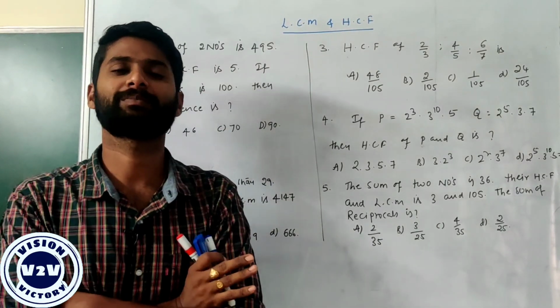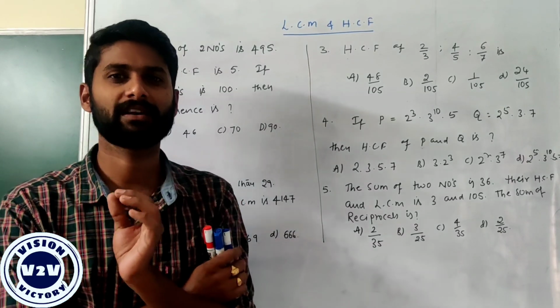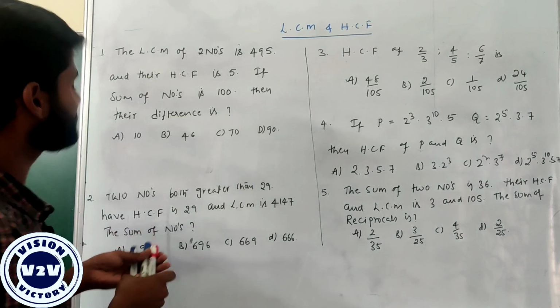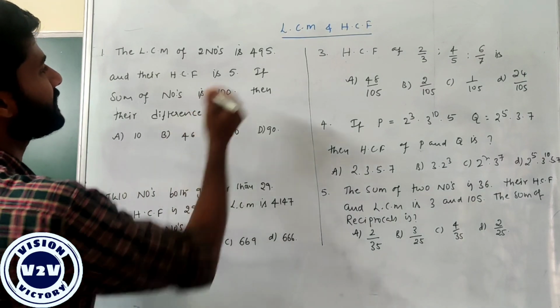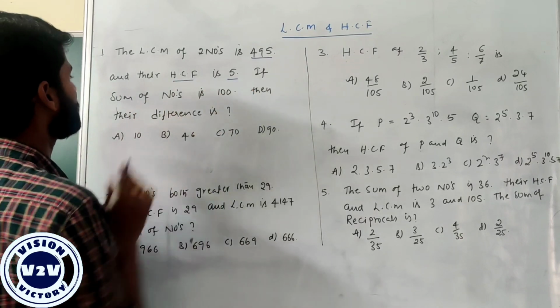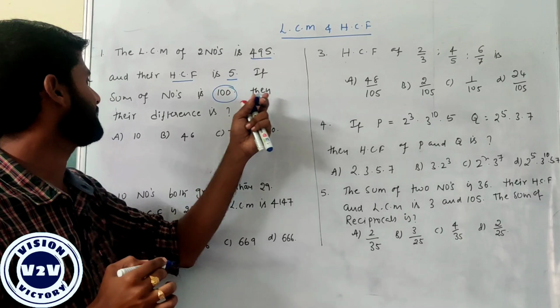So we already completed the LCM, HCF entire topic. Let's see what are the different questions in this topic. First question: the LCM of two numbers is 495, and their HCF is equal to 5. If the sum of the two numbers is equal to 100, then find the difference.